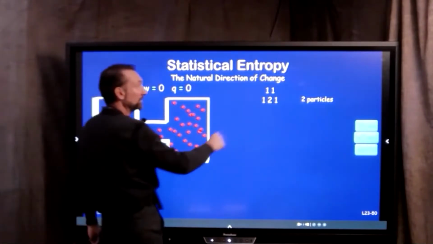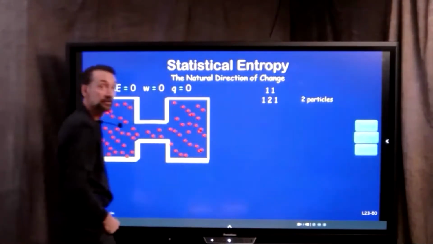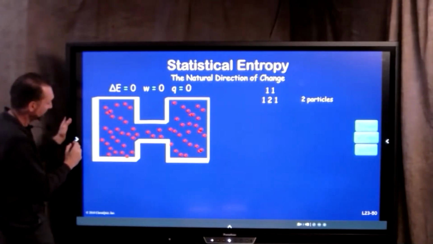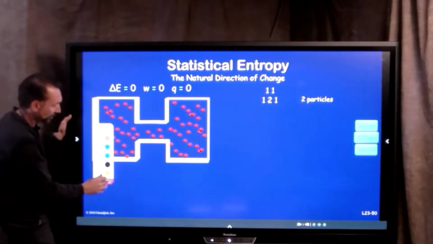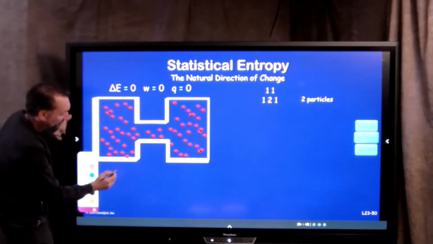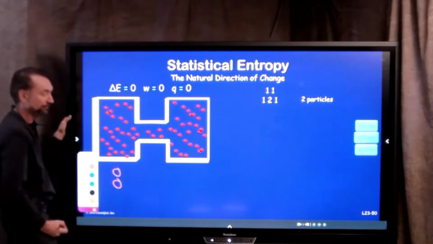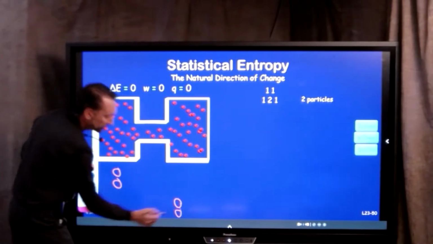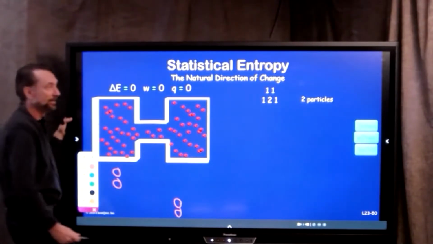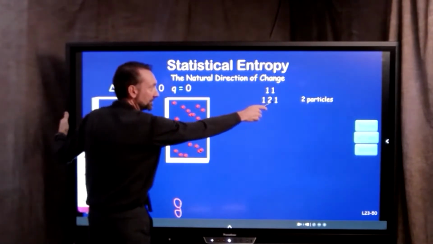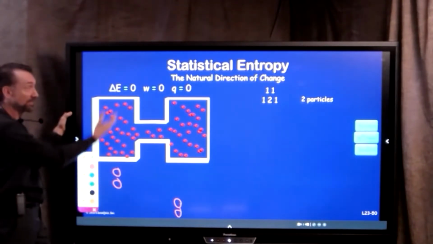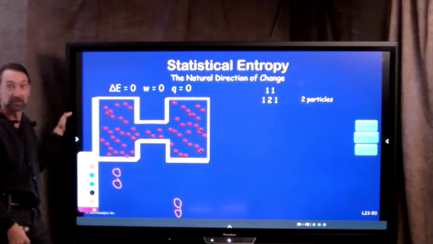Or there's the probability of having them both on the same side. But there's different ways to arrange those. So let's look at that. With 3 particles, I could have the arrangement of both of them on one side, or both of them on the other side. That corresponds to this and this. And there's one way to arrange that. Both of them on the one side, there's only one combination of that.